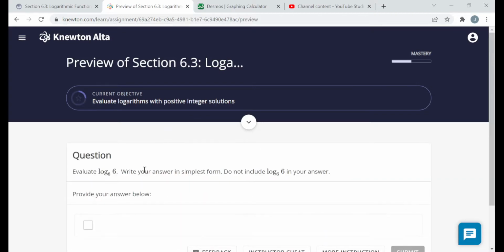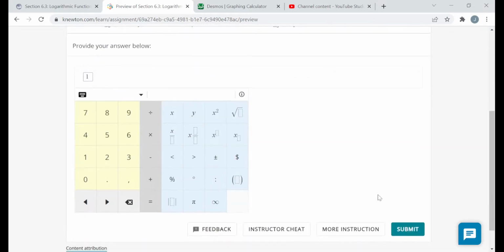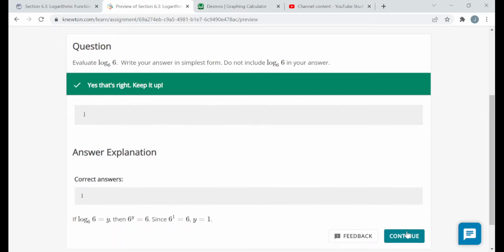And now this is an easy one. Log base 6 of 6. 6 to what power would be 6? Well, that'd be 6 to the first power. The log base 6 of 6 is 1, since 6 to the 1 is 6. I'm not going to write that out.